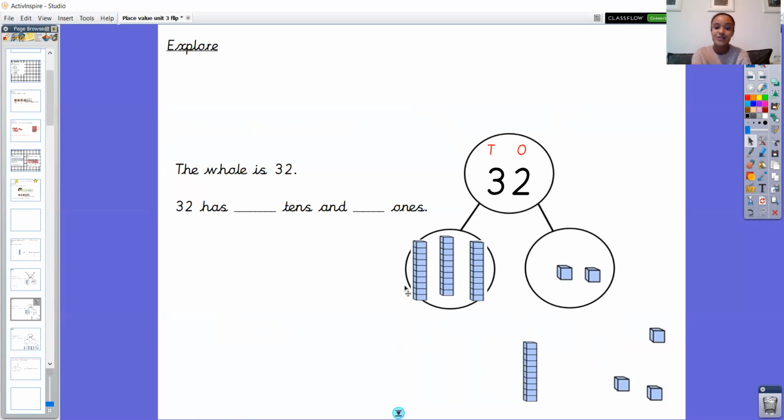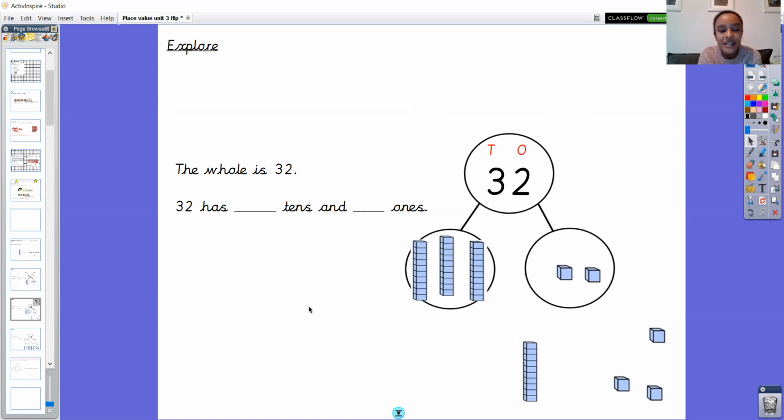Okay, so let's do some practice like we did yesterday of having your brain working in tens and then switching to ones. Okay, are you ready? 10, 20, 30, 31, 32. Brilliant. 3 tens and 2 ones. So can you fill in the stem sentence for me?